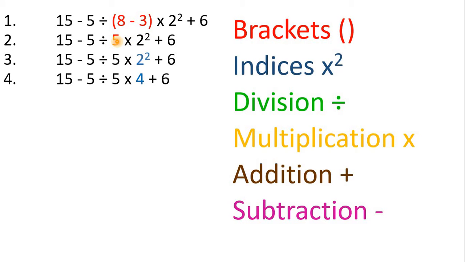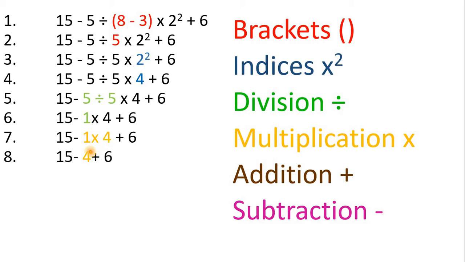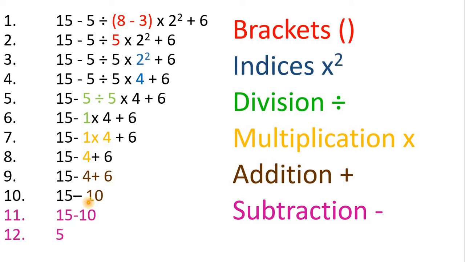5. Next, indices. Are there any indices? Yes, you can see here 2 squared or 2 to the power 2, however you want to call it, and the answer is 4. Next, are there any divisions? Yes, there is. Here, 5 divided by 5 makes 1. Multiplication, here you go, 1 times 4 makes 4. Addition, 4 plus 6 makes 10. And lastly, subtraction, 15 minus 10 makes 5.